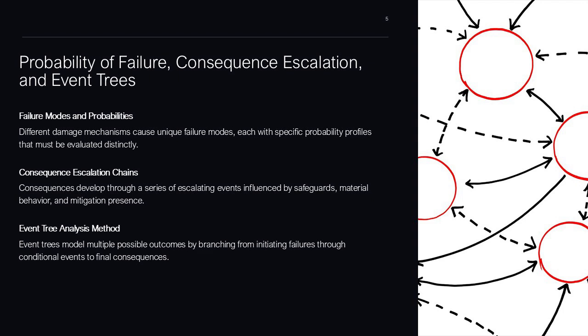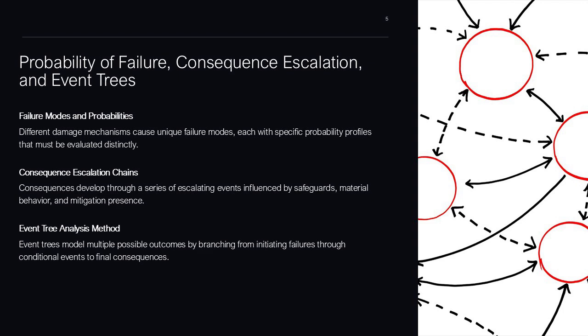An event tree starts with an initiating event, such as a leak or rupture, and then branches through successive conditional events that either prevent or allow escalation. Each branch represents a realistic scenario, ending in a defined consequence such as a fire, toxic release, environmental impact, or minor contained leak. By assigning probabilities to each branch, assessors can estimate the likelihood of specific outcomes rather than assuming worst-case consequences for every failure.